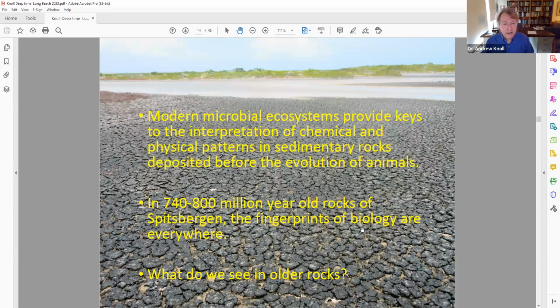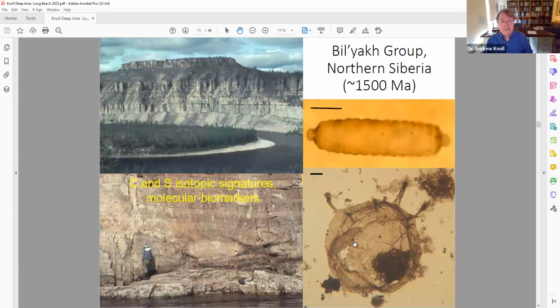Okay, so what you're looking at here is some modern microbial mats we've been working on in the Turks and Caicos Islands in the Caribbean, because that actually shows us how the geologic record forms and allows us to understand what does and doesn't get preserved in the record. And as we've seen, in these rocks that are 800 million years old, the fingerprint of life is everywhere, in microfossils, in stromatolites, and in chemistry. So let's go back in time.